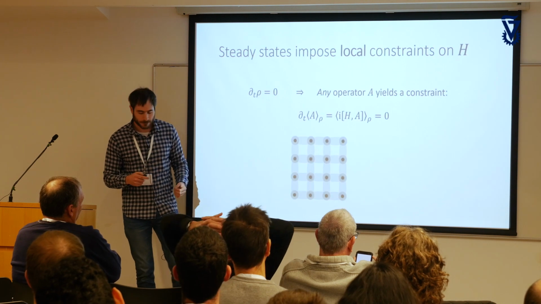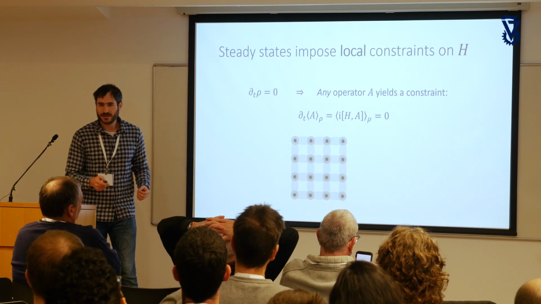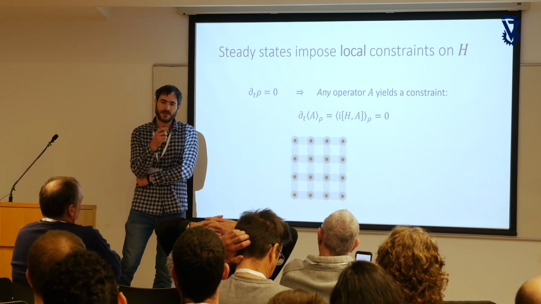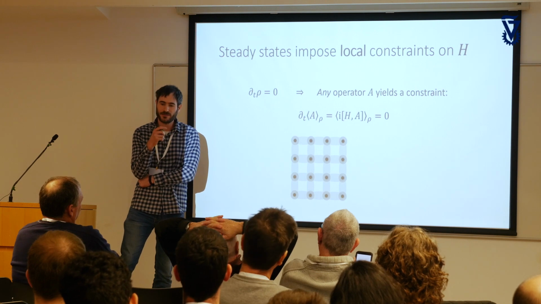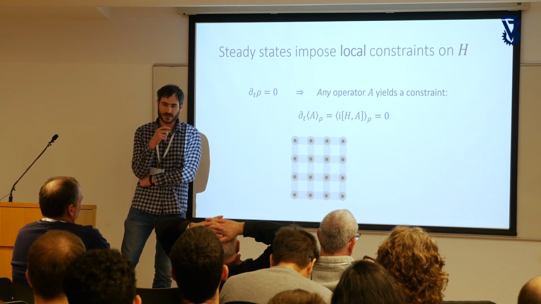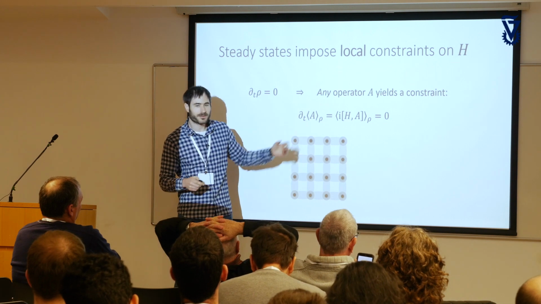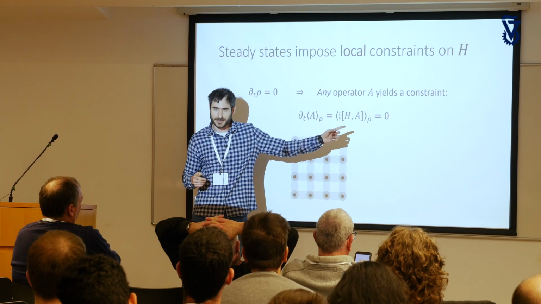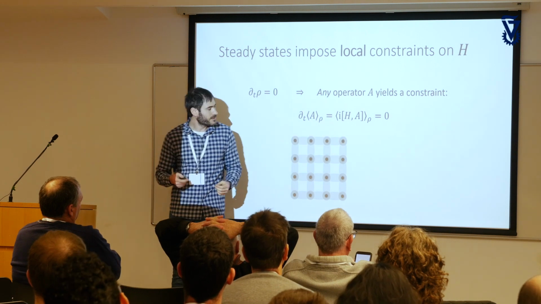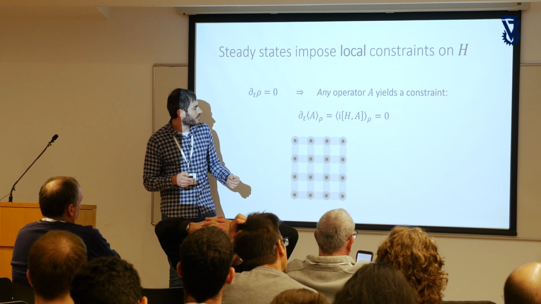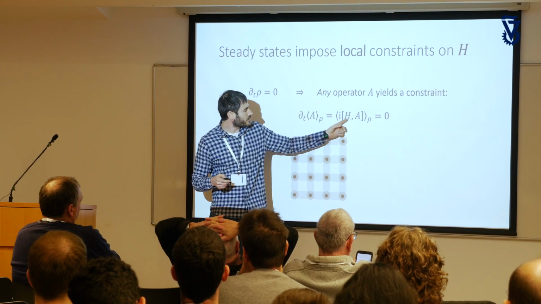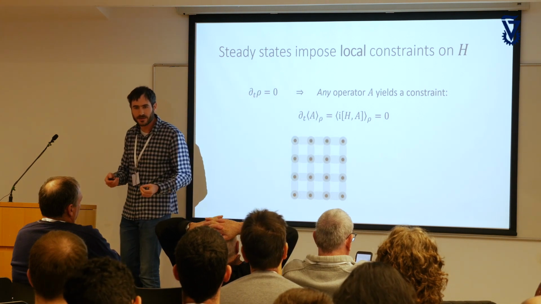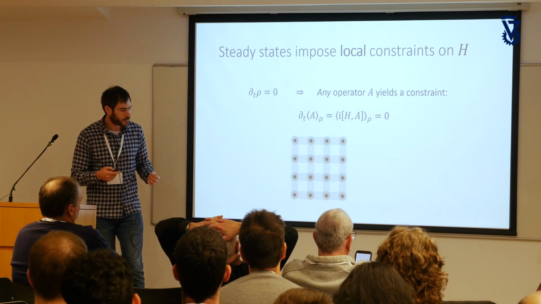So what's the idea? Suppose we have some state that is a steady state, that doesn't evolve under the Hamiltonian. The key to extracting the Hamiltonian is using Ehrenfest's theorem. Since we're in a steady state, the expectation value of any operator must be time independent. So Ehrenfest tells us that the expectation value of the commutator of the Hamiltonian with this operator must vanish. And this gives us some constraint on the Hamiltonian, assuming that we can measure the steady state.